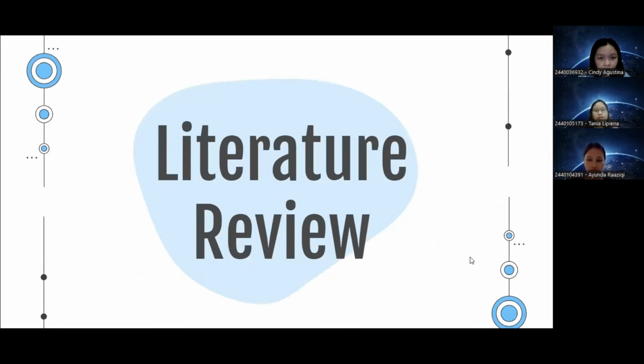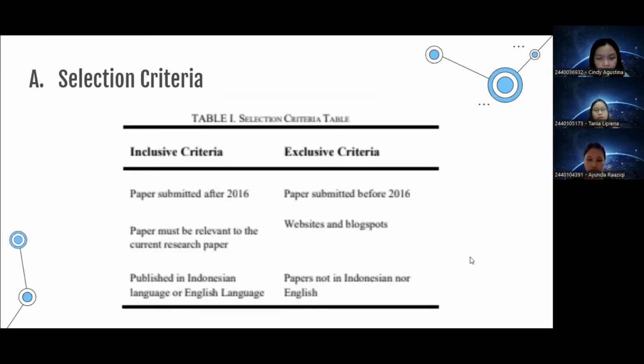Next is literature review. This is our selection criteria. Electronic databases were used as the source of papers, journals, and books that are used as references in the study. All the electronic databases are certified and internationally acknowledged academic research documents. The papers that are included in our study are papers submitted after 2016. The paper must be relevant to our current research, and it must be published in Indonesian or English language.